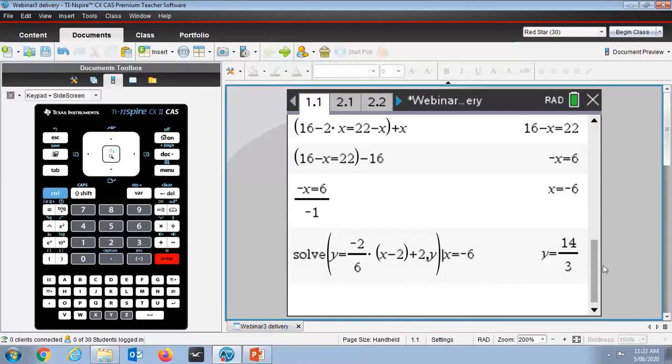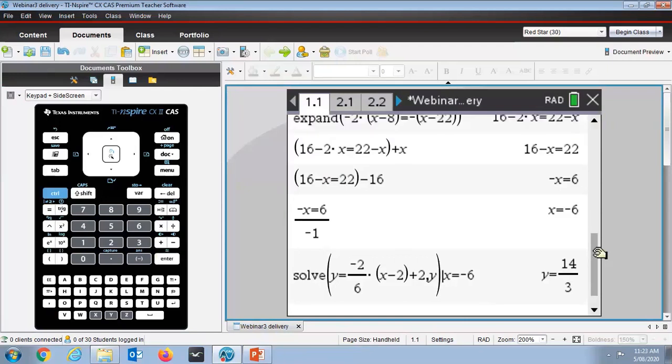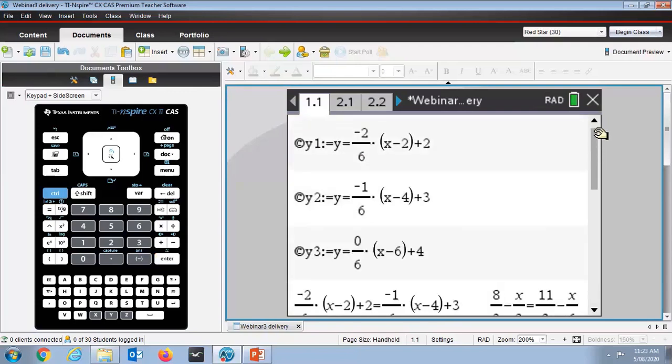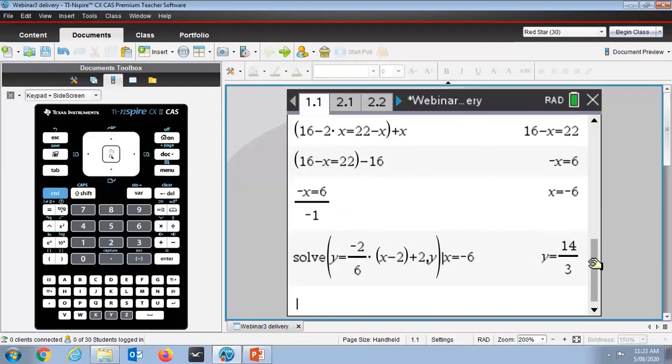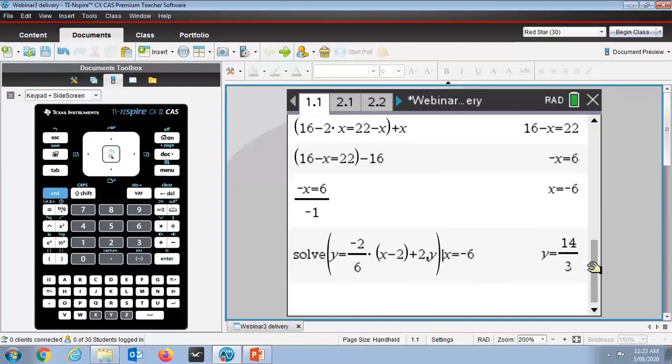Now, that's generally showing you what you might have done if you were asked by your teacher to do this completely without technology, to do it by hand. Subbing -6 back into the fraction, into one of the equations. I chose y1. And getting the fraction 14/3 as the value of y.